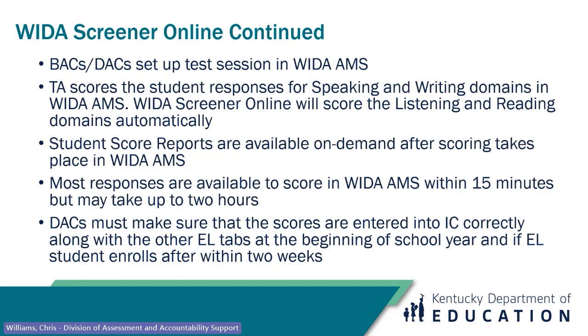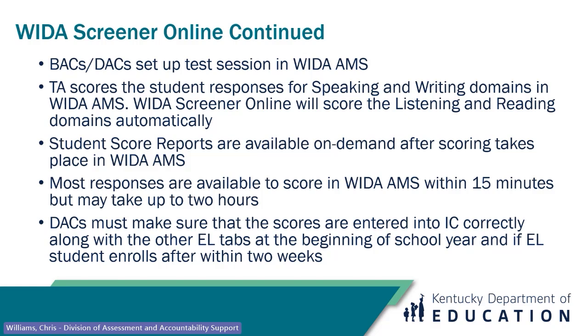And of course, once you have scored the speaking and writing domains, those scores will be available for you in WIDA AMS, which usually could take up to 15 minutes, but may take up to at least 2 hours to get those results online. So just be patient and don't think, oh my goodness, where are my score reports? It does take a little bit of time for you to see those.